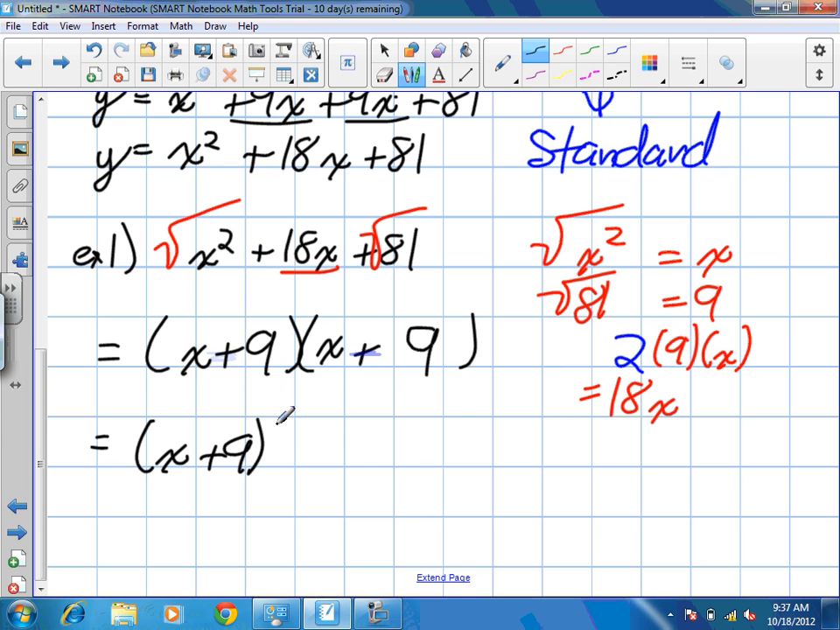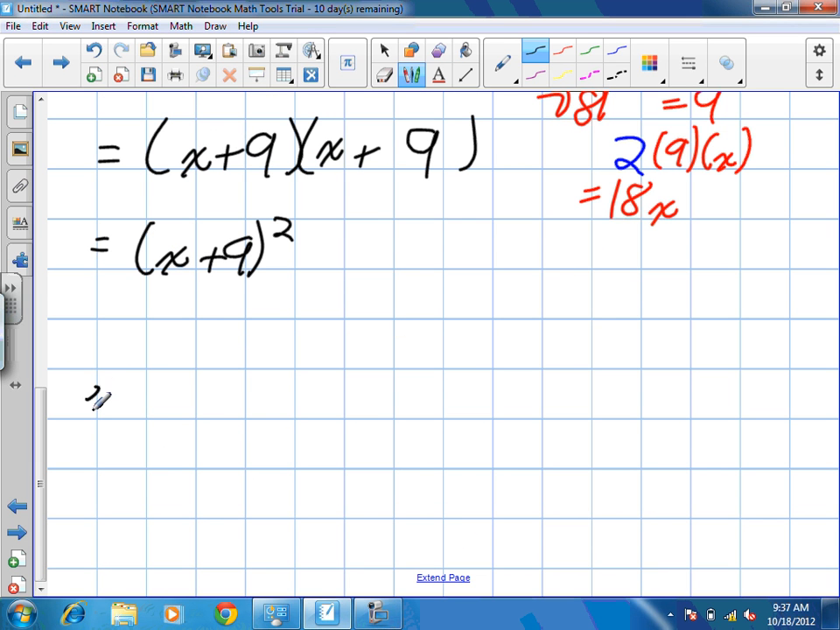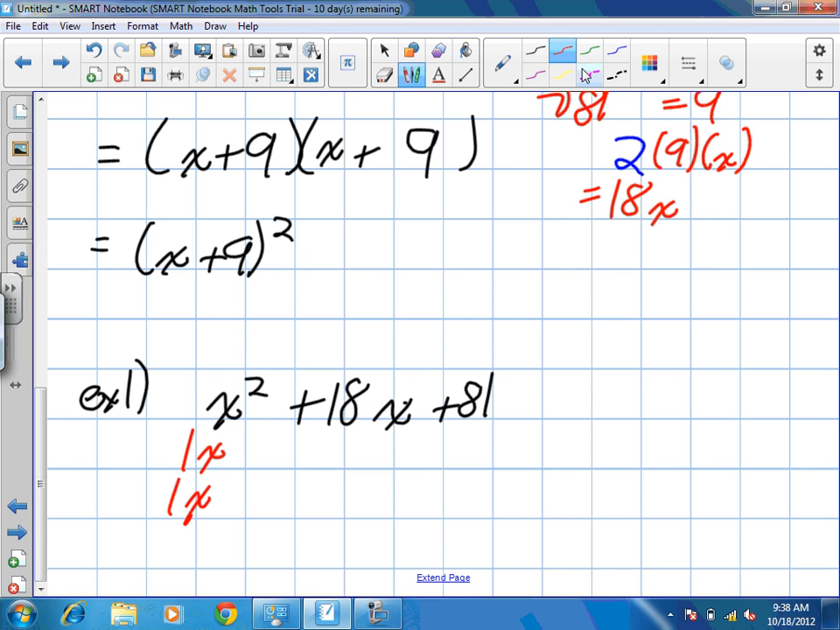Now, this can be kind of hard to see. So instead of trying to do it that way, what we can try to do is our old way of factoring. So let's do that exact same example. x squared plus 18x plus 81. Let's find the factors of our first term. So it'll just be 1x and 1x. Factors of the last term. 81 and 1.